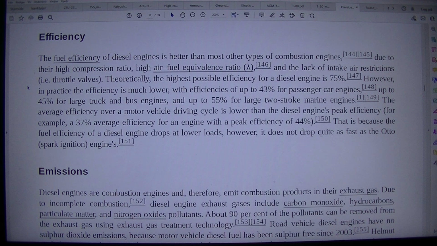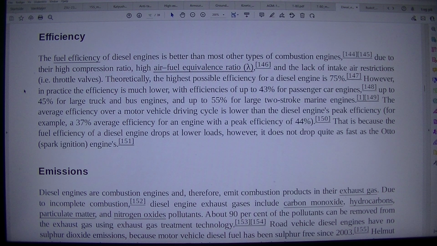However, in practice the efficiency is much lower, with efficiencies of up to 43% for passenger car engines, up to 45% for large truck and bus engines, and up to 55% for large two-stroke marine engines.